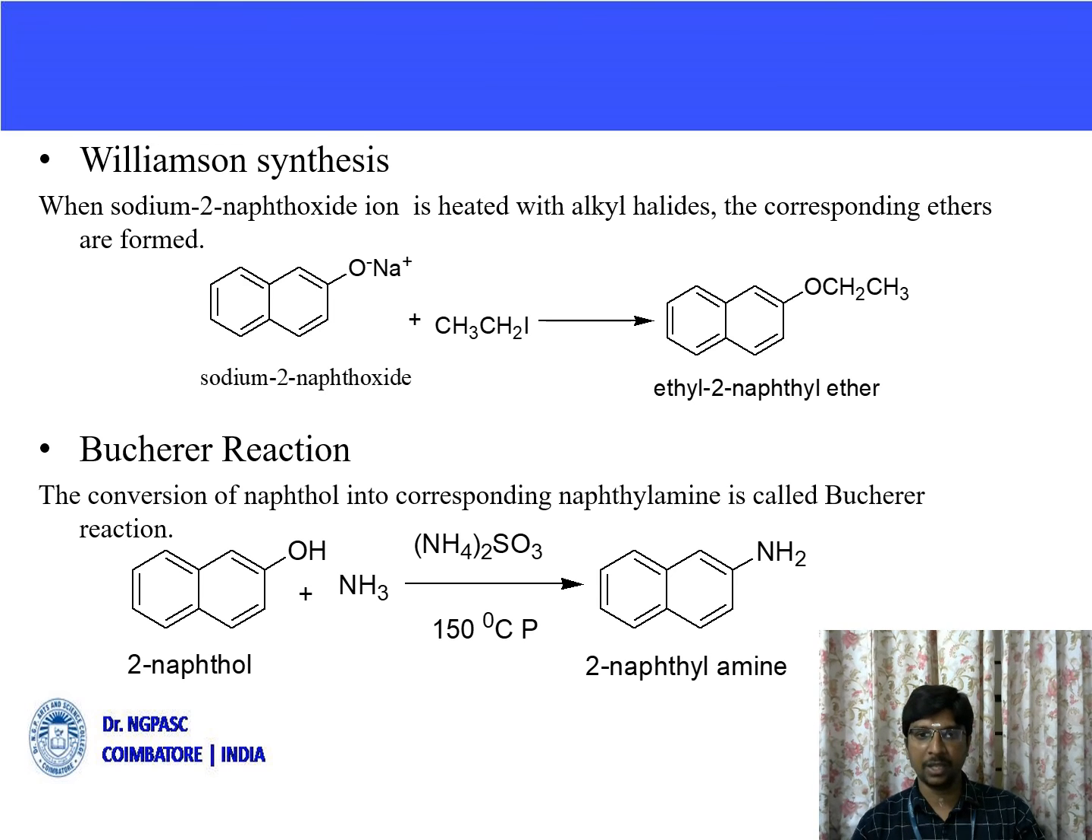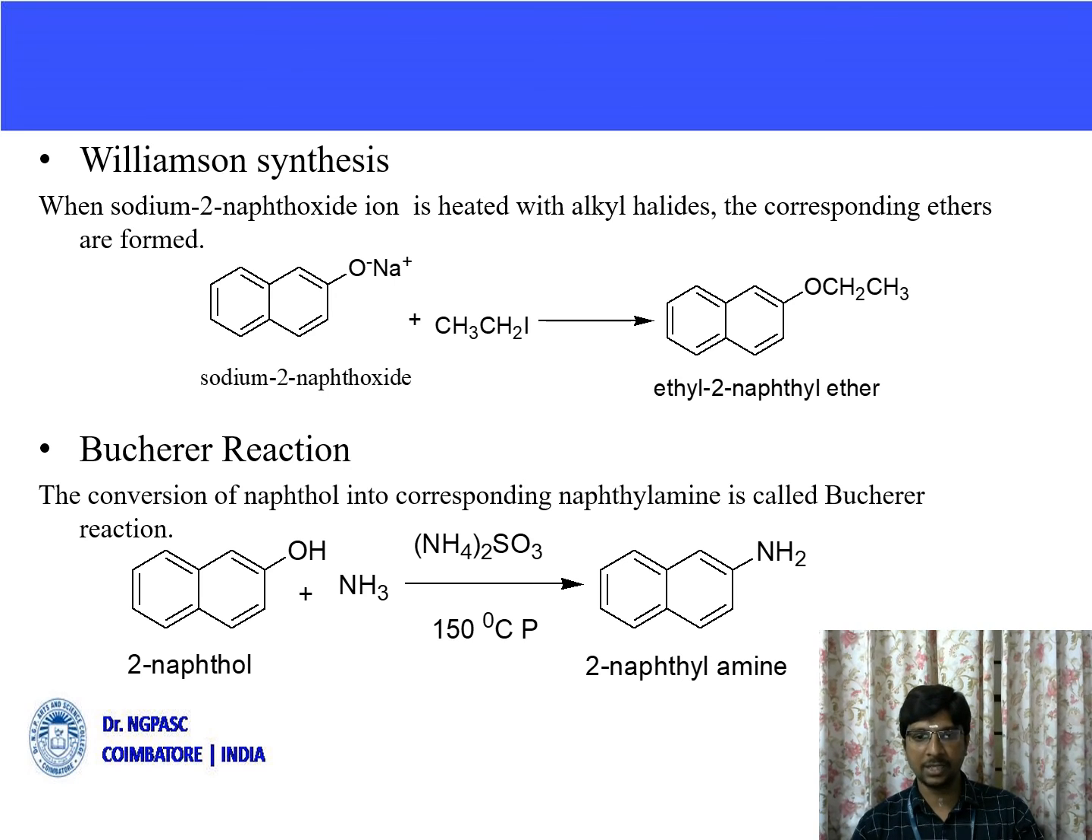So the same thing, we have already discussed the Williamson synthesis in 1-naphthol. The aim is preparation of ether compound, but we have to convert the starting material into sodium naphthoxide ion. If you are taking 2-naphthoxide ion, you get ethyl 2-naphthyl ether. If you are taking sodium 1-naphthoxide ion, ethyl 1-naphthyl ether is your product.